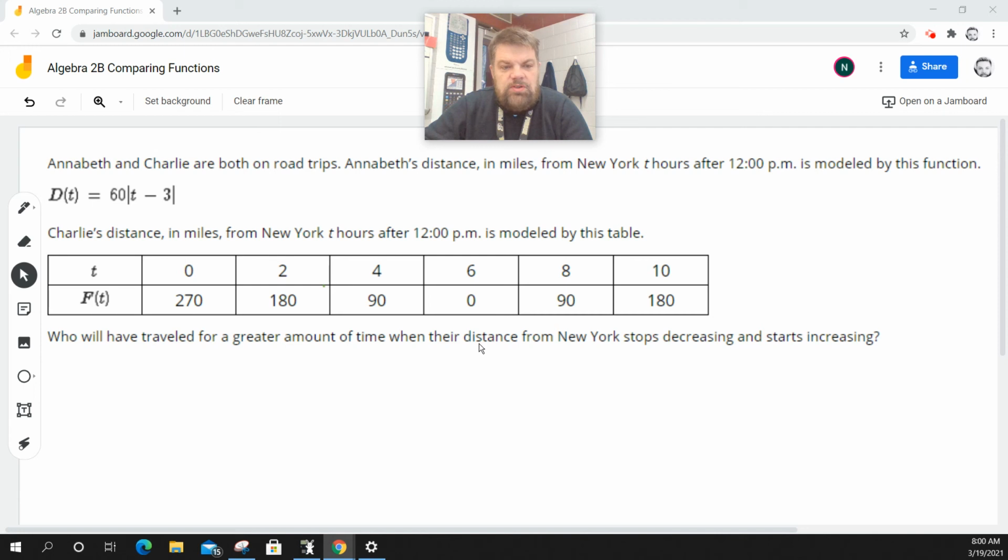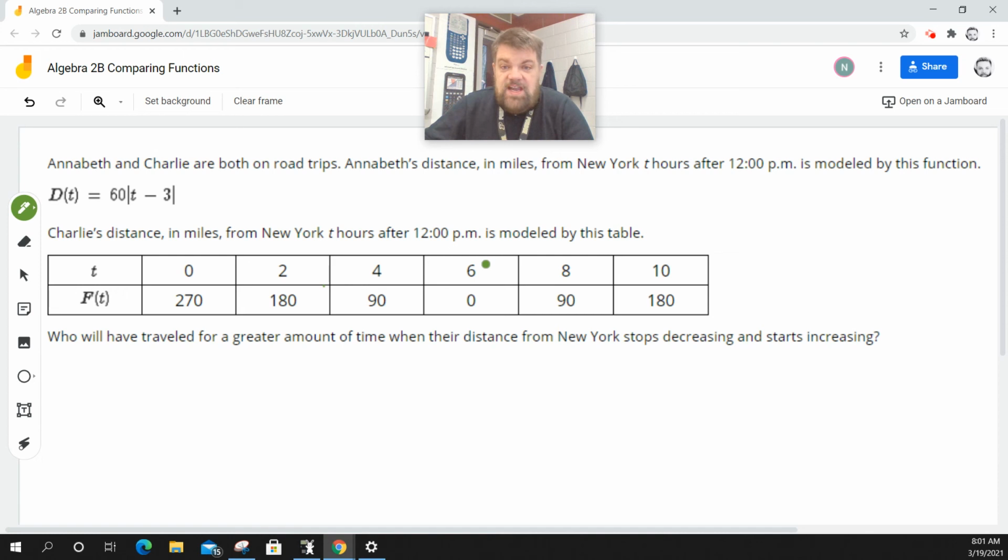Who will travel the greater amount of time when their distance from New York stops decreasing and starts increasing? Okay, so basically, when will they reach zero, right?